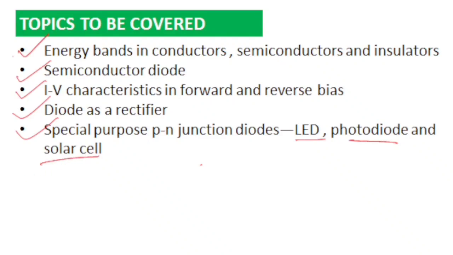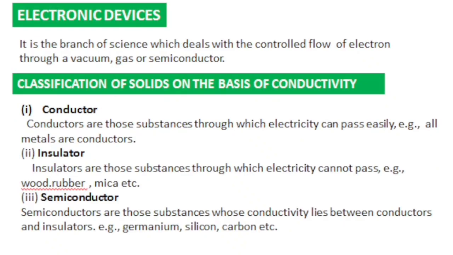So first let us start with the chapter name. What do you mean by semiconductor electronic devices? What are electronic devices? Electronic device, actually, is a branch of science which deals with controlled flow of electrons through vacuum, gas or semiconductor. In the previous days we used vacuum tubes, but nowadays semiconductor electronic devices are used.